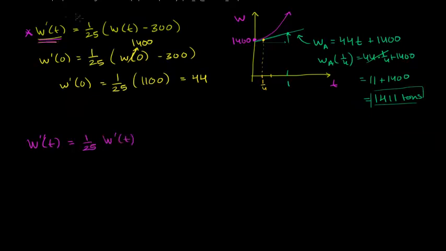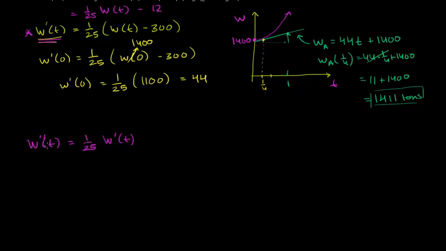And let me make that clear. This is the same thing as 1/25 w as a function of t, minus 12. 1/25 of 300 is 12. And you take the derivative of this, you get 1/25 times the first derivative of w, and then the derivative of this with respect to t is just 0. A constant obviously does not change with respect to t. And so we get this right over here.